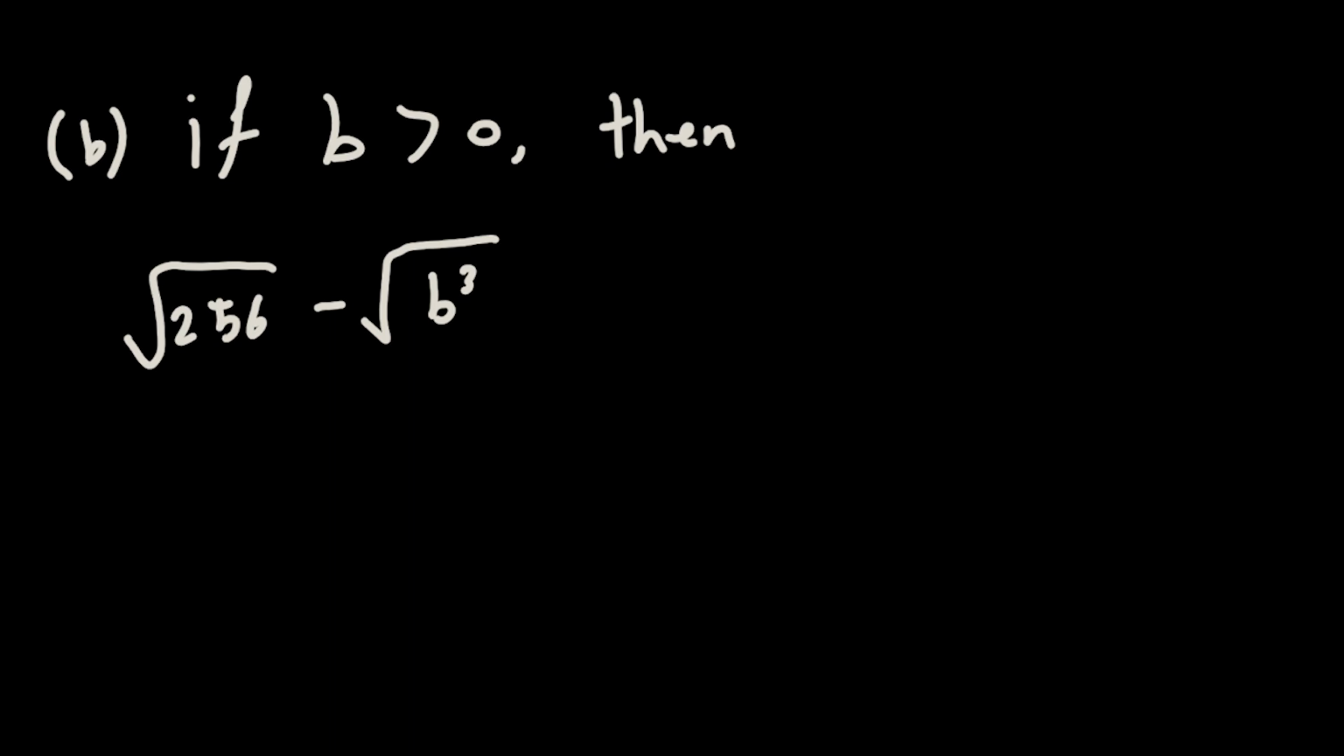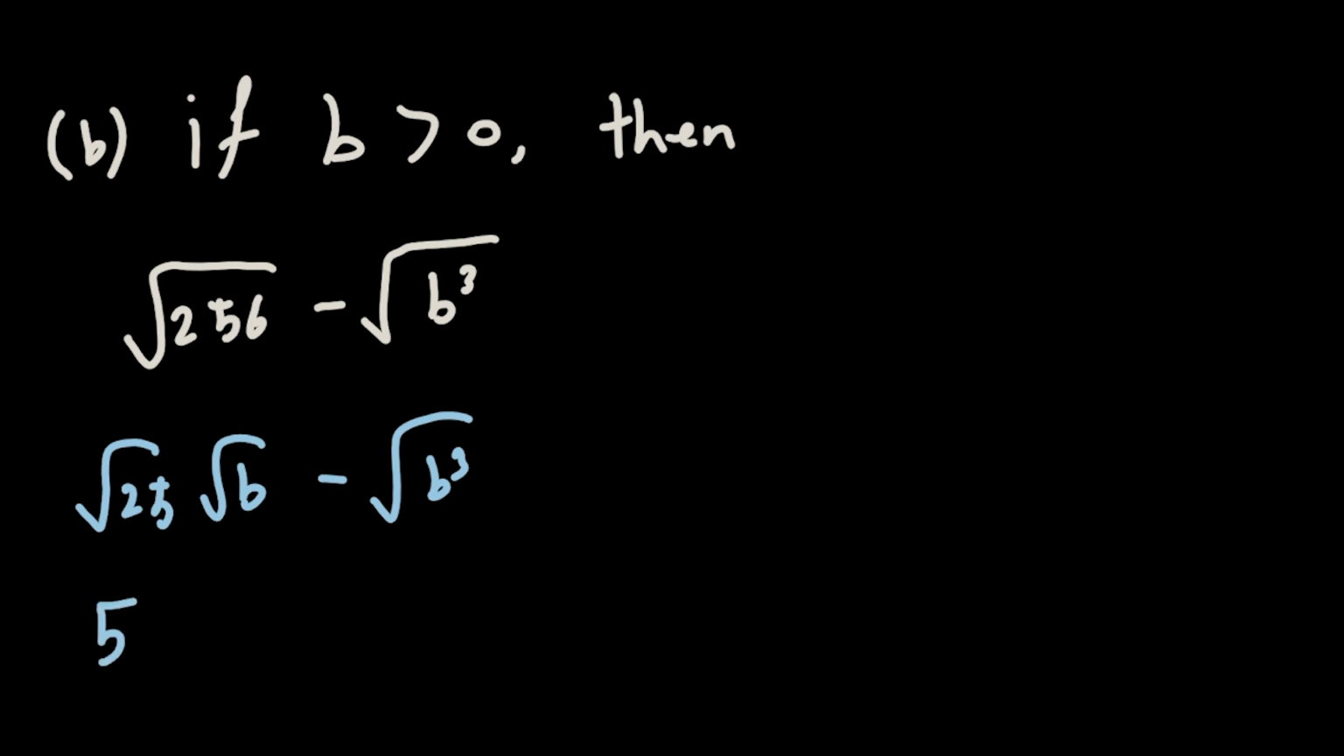Let's see part B. If b is greater than 0, then the square root of 25p minus the square root of p to the power 3. We have to simplify this expression here. So we will have the second root of 25 multiplied by the second root of p minus the second root of p to the power 3. We can simplify it more. Here the root of 25 is 5. The root of p is just the root of p. We cannot simplify it more.